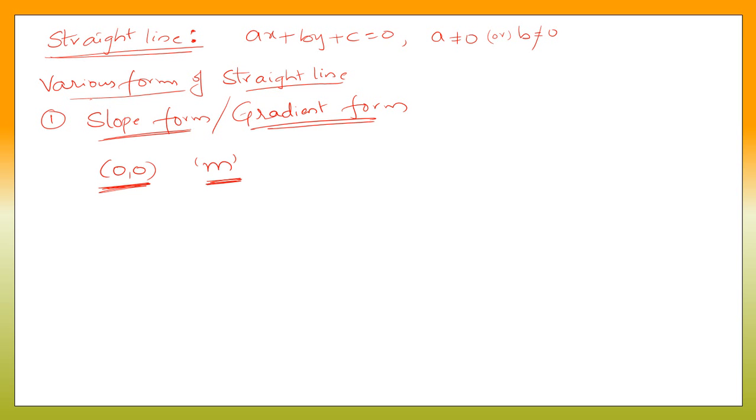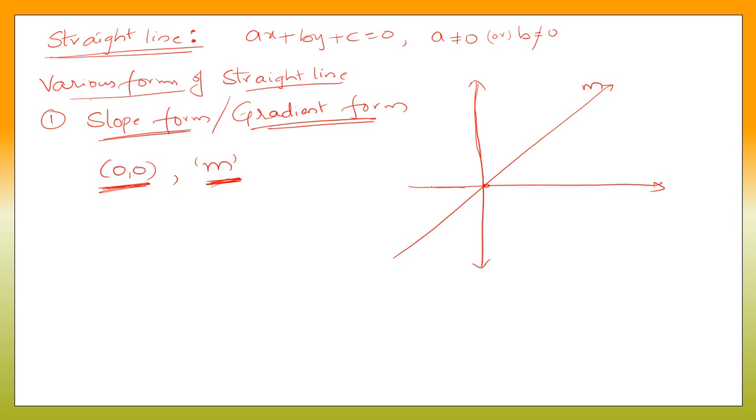One is origin. So slope form is nothing but a line which passes through the origin and has slope m. If these two entities are given, then we can represent a straight line. Suppose this is my straight line, which is passing through the origin. This is my x-axis and this is my y-axis. Its slope is m and it is making some angle theta, because since we know the slope, we can find theta.